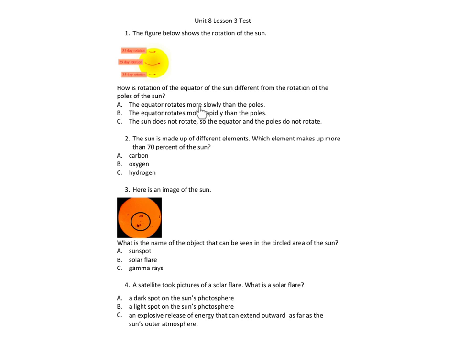A. The equator rotates more slowly than the poles. B. The equator rotates more rapidly than the poles. C. The Sun does not rotate, so the equator and poles do not rotate.